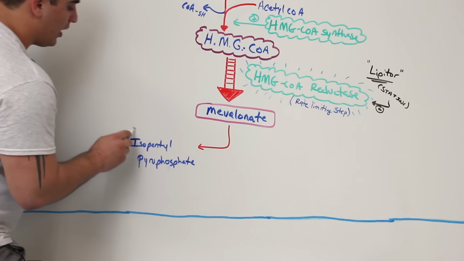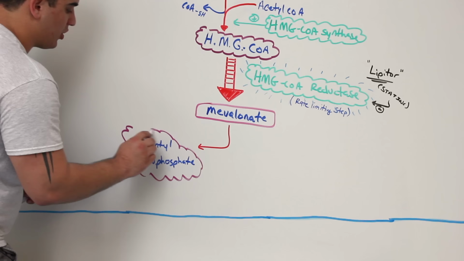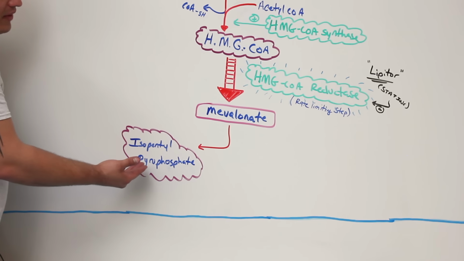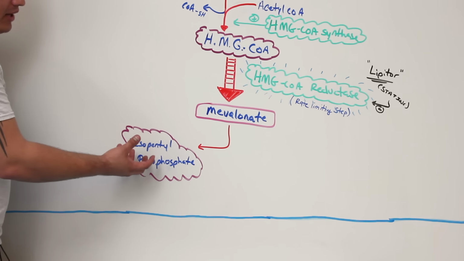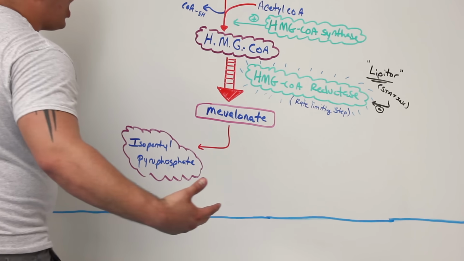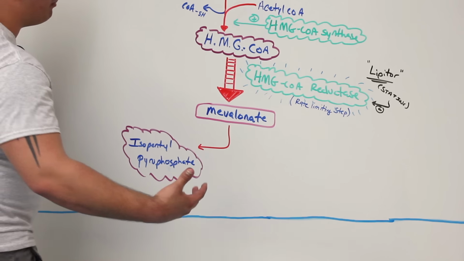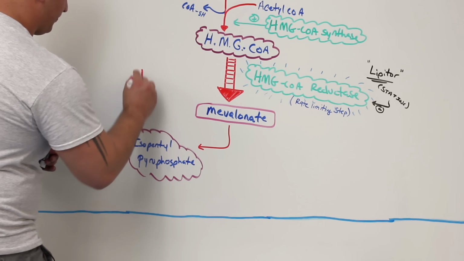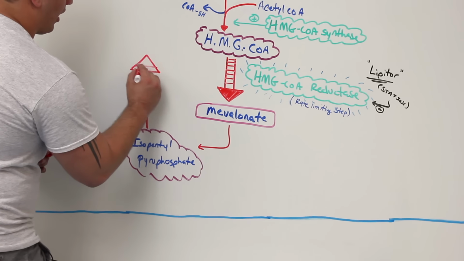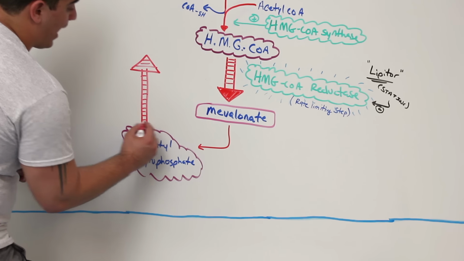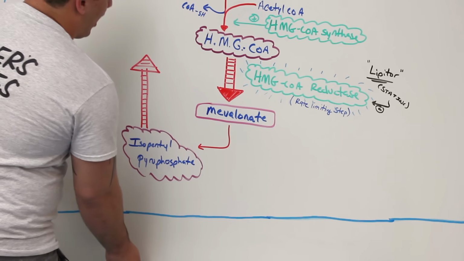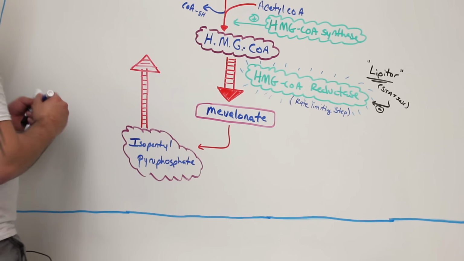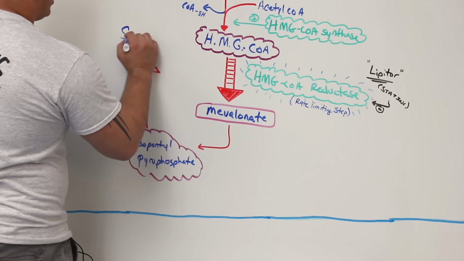Isopentyl pyrophosphate is going to be kind of the building block for this, because what happens is I'm going to take a whole bunch of different isomerized forms of the isopentyl pyrophosphate, or just the isopentyl pyrophosphate itself, and I'm going to combine a ton of them. I'm talking boatloads of these isopentyl pyrophosphates, and eventually I'm going to form a very special molecule called squalene.